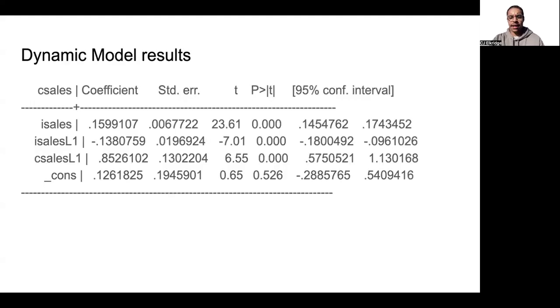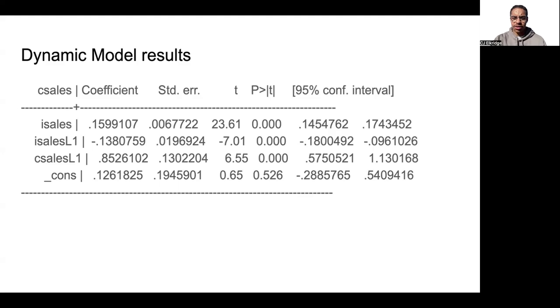From our dynamic model, we ran a regression, and the model results are as follows. Industry sales has statistical significance at the 0.05 level, as well as industry sales of the previous term and company sales of the previous term.